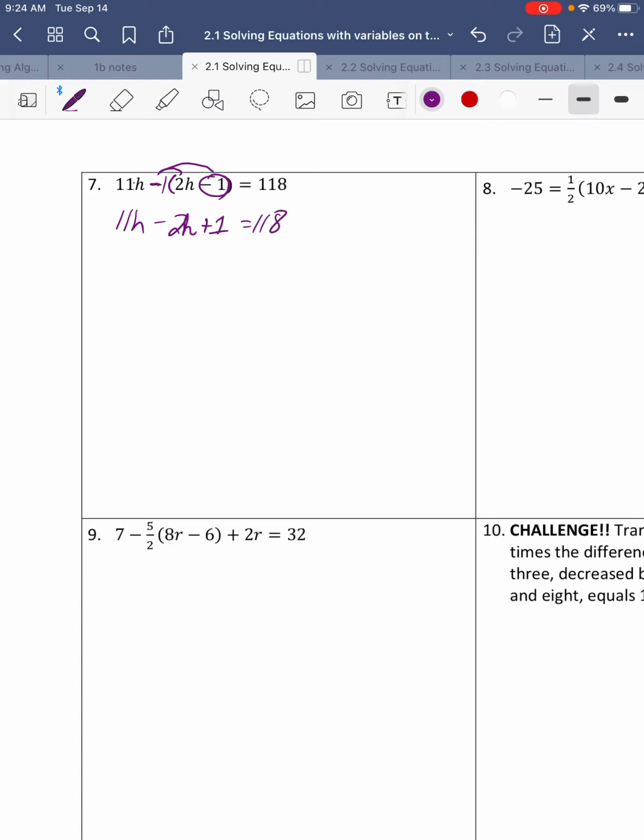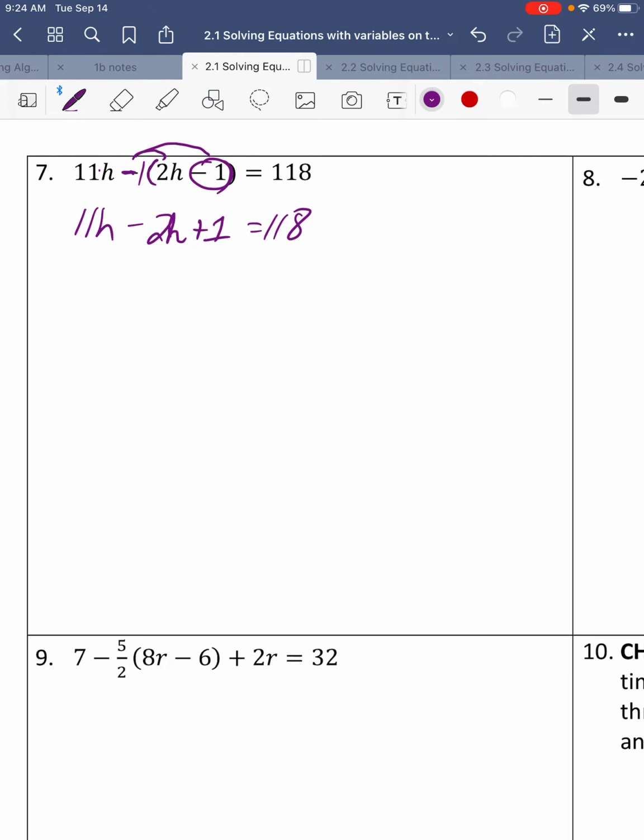Equals 118. Gather your like terms. 11h minus 2h on the side of the equal sign. So 11 minus 2 is 9h's left, plus 1 equals 118. Gather your like terms on both sides of the equal sign. We have constant terms, so minus 1, subtract 1, because that's a positive 1. 1 minus 1 is 0.